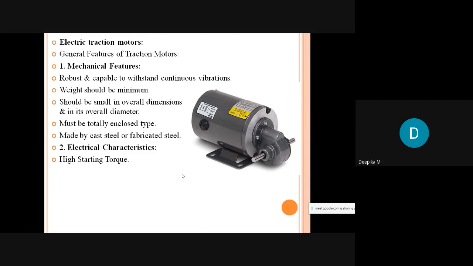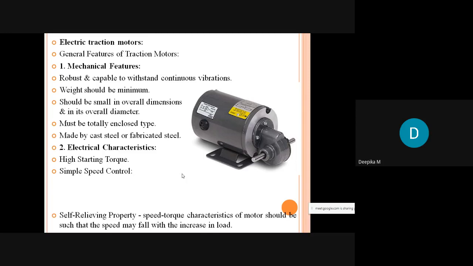Hence the motor should provide high starting torque and simple speed control, because traction systems are usually used in suburban and urban railway systems. In the suburban and urban systems, there will be frequent stops. That means the distance between two stations will be very small. Hence, it should provide simple speed control.